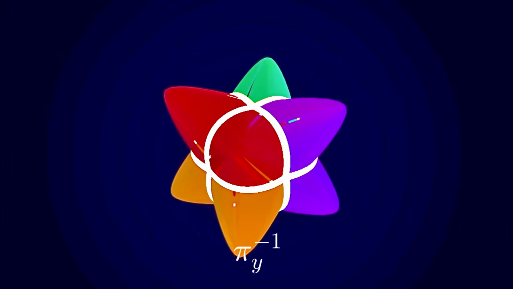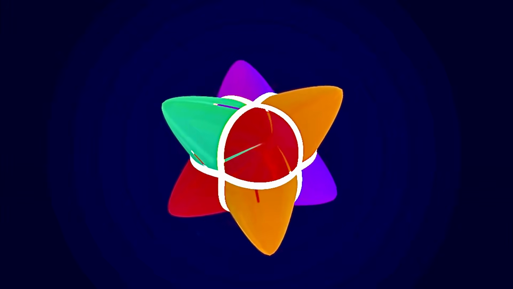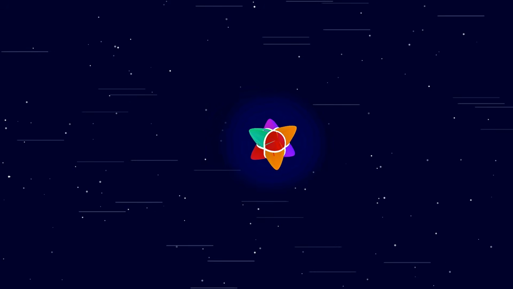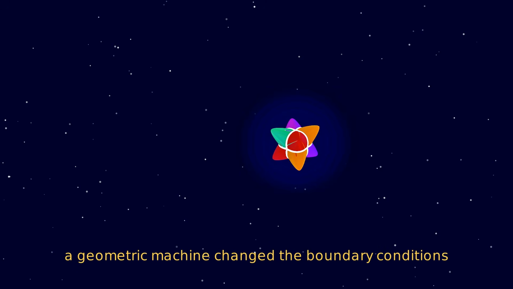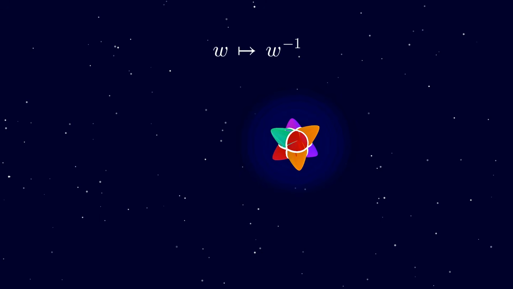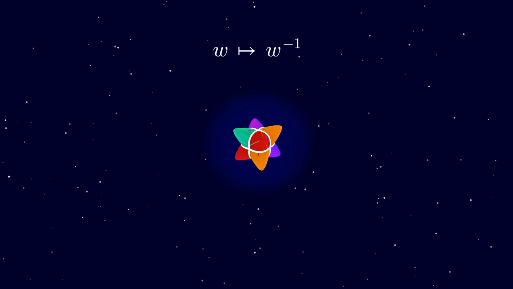The sheets reconfigure, the vacuum changes, and the cruiser begins to move, not because it threw fuel backward, not because it pushed on anything nearby, but because a geometric machine changed the boundary conditions imposed on empty space. At the destination, the seed performs the inverse word, and the craft stops.